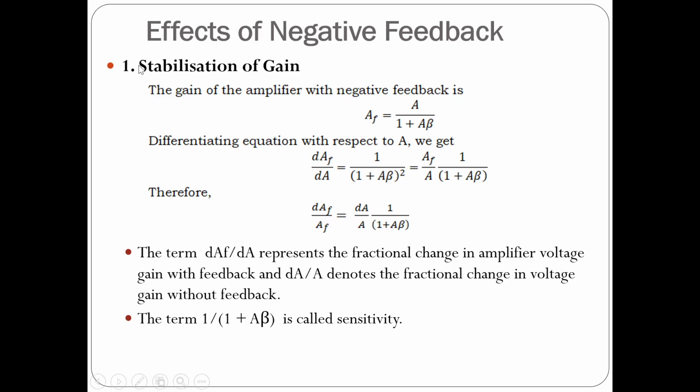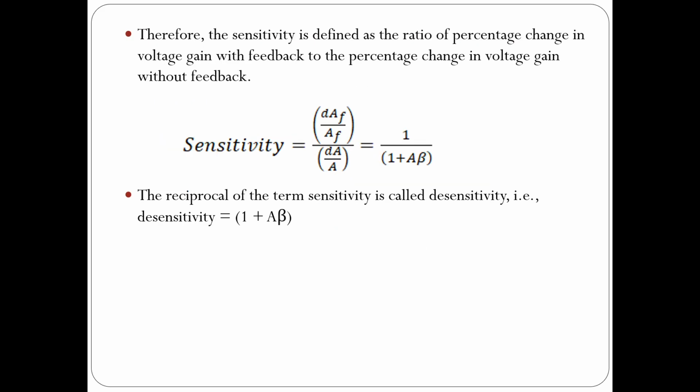The effects of negative feedback: stabilization of gain. The stabilization of the gain is dAF divided by AF equals dA by A times 1 divided by 1 plus A beta. Next, stability is equal to 1 by 1 plus A beta.